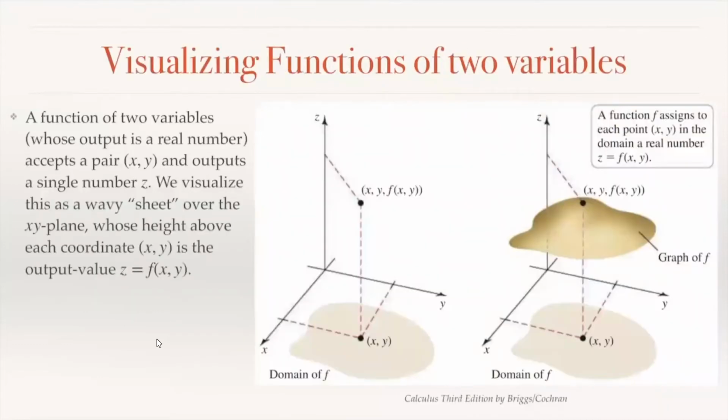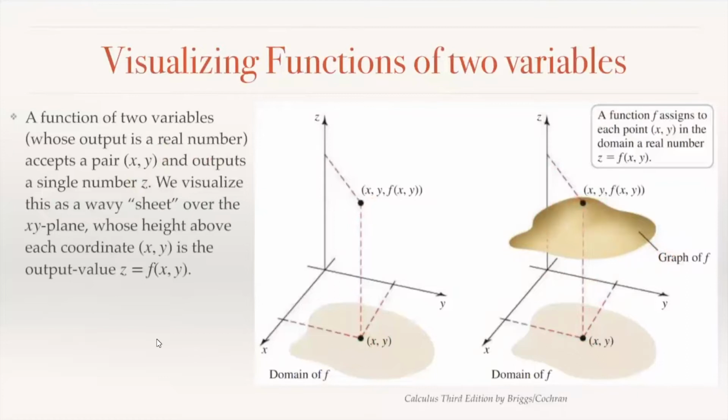So a function of two variables whose output is a real number accepts a pair x comma y and outputs a single number z. We can visualize this as a wavy sheet over the xy plane, whose height above each coordinate (x, y) is the output z. For each (x, y), we go up to some point, and if the function is continuous, then it won't have any breaks or gaps, and it will be a wavy sheet of some kind.